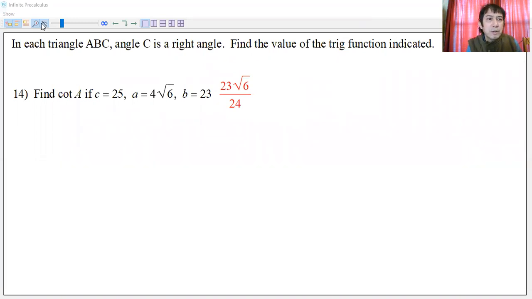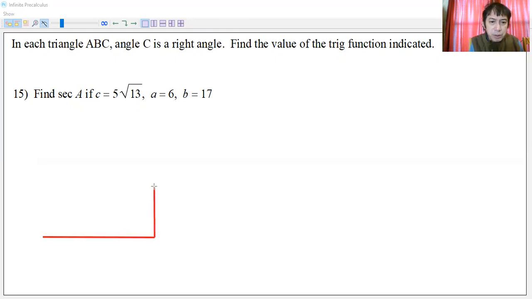Let me clear the screen. Let's have number 15. We have the given data again. In each triangle ABC, angle capital C is the right angle. We're asked to get secant of A. The sides are given. So let us try drawing the diagram first. Let's draw it somewhere here. We have the longer side B, and then followed by 6, and then this must be the hypotenuse.